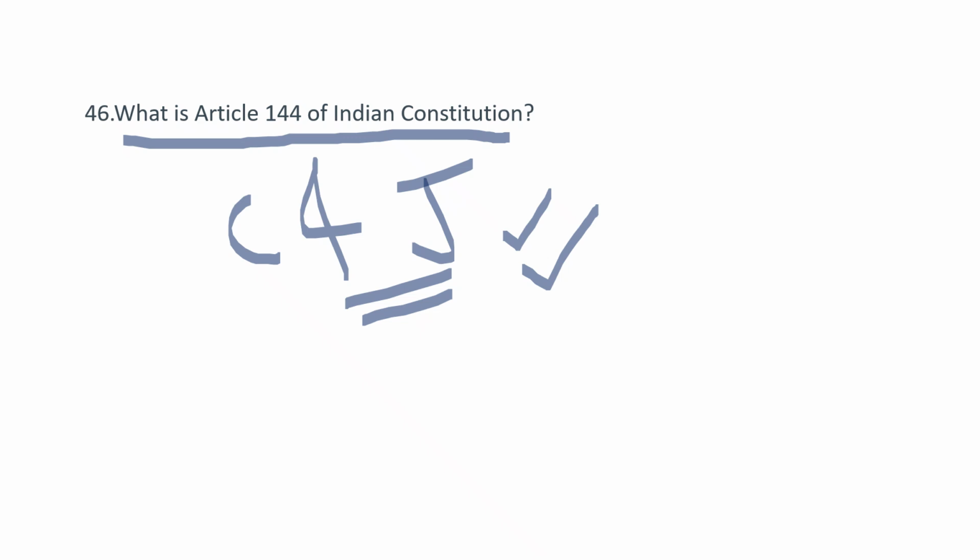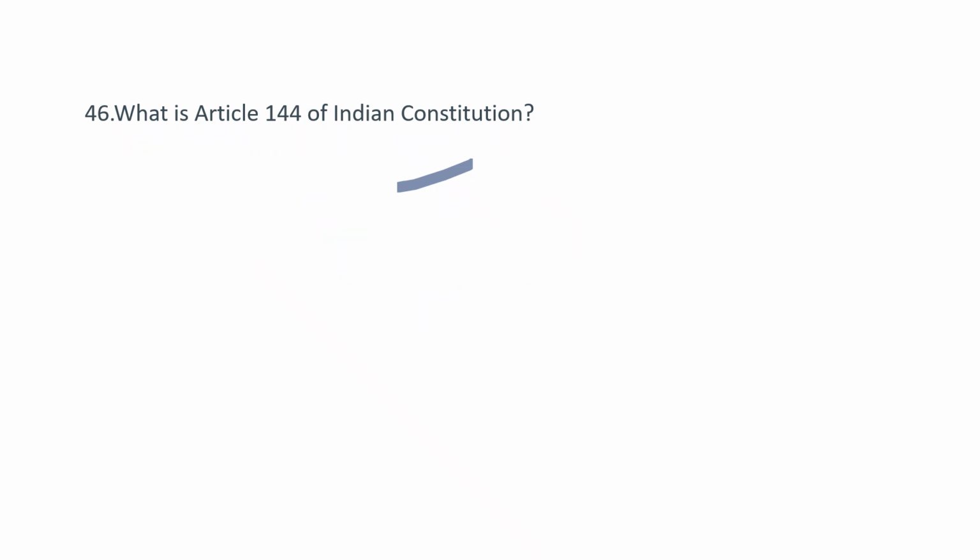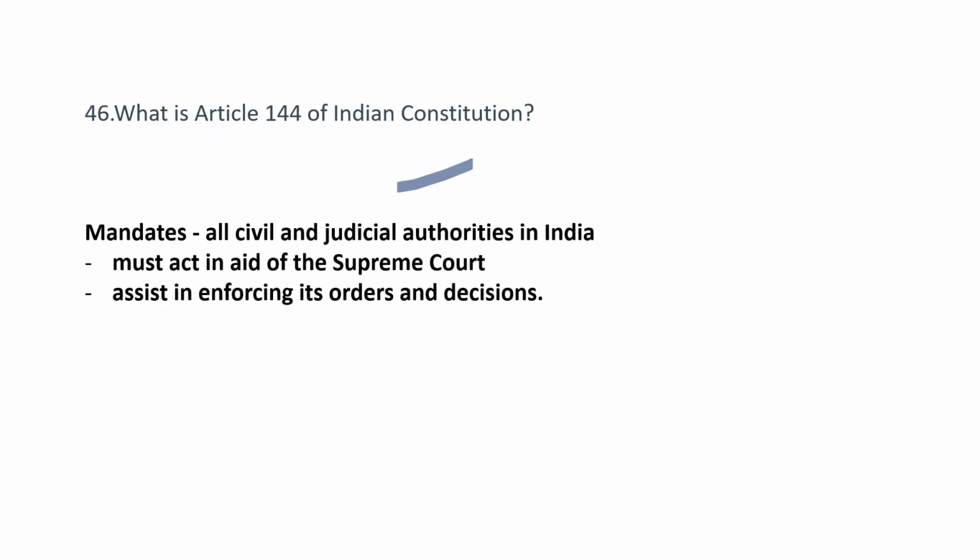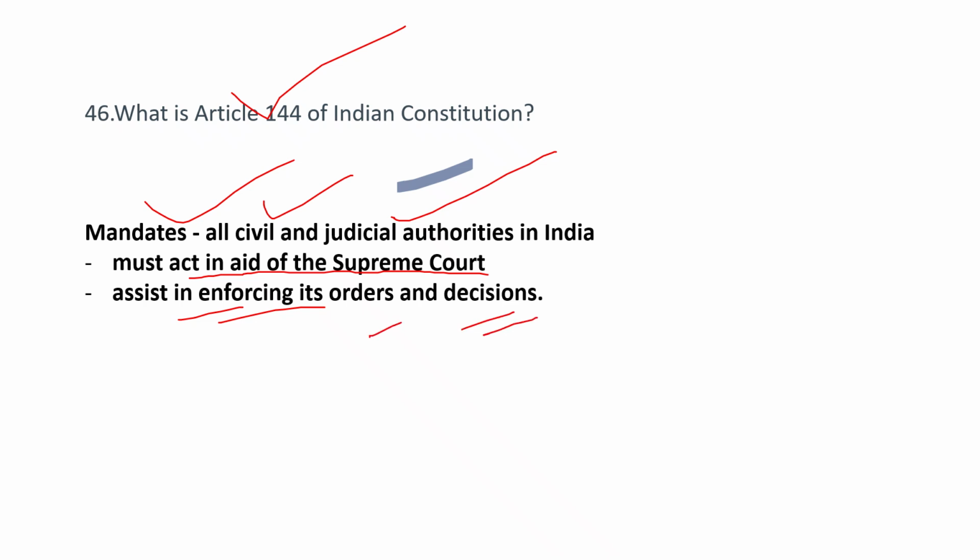See here. Article 144 mandates all the civil and judicial authorities in India to act in aid of the Supreme Court. Why? For assisting in enforcing the orders and decisions of the Supreme Court. The next question.